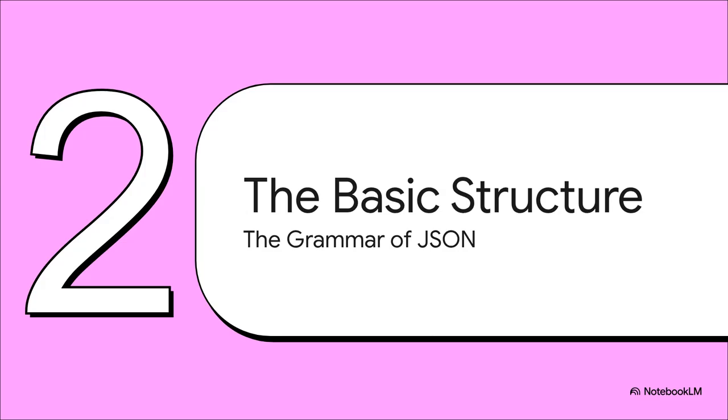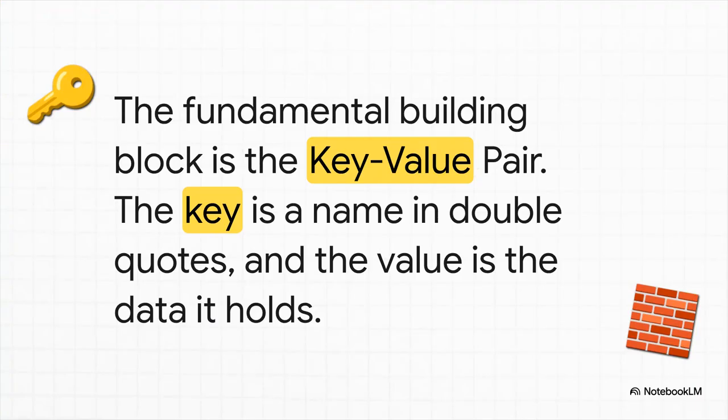So let's get into the nitty-gritty. How is this stuff actually built? The good news is understanding the grammar of JSON is super simple. It really just boils down to two main concepts. The absolute foundation of all JSON is the key-value pair. That's it. The best analogy is a dictionary. The key is the word you're looking up, and it's always a string in double quotes, and the value is the definition, the actual piece of data you care about.